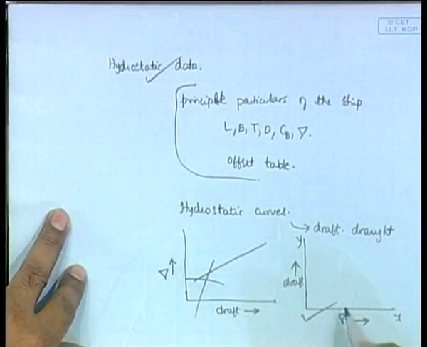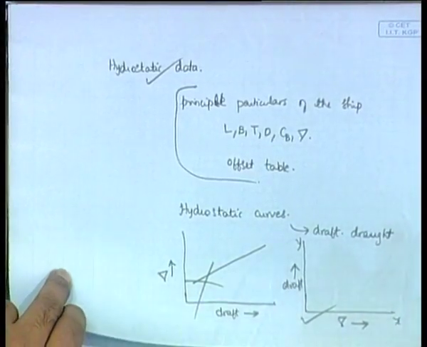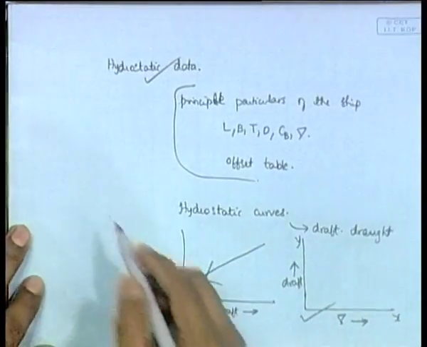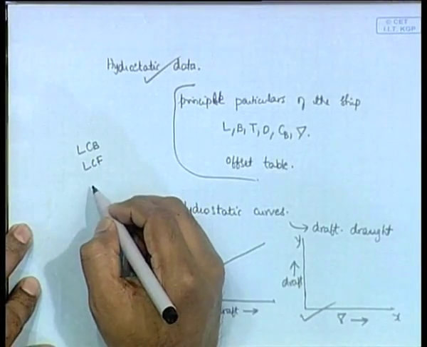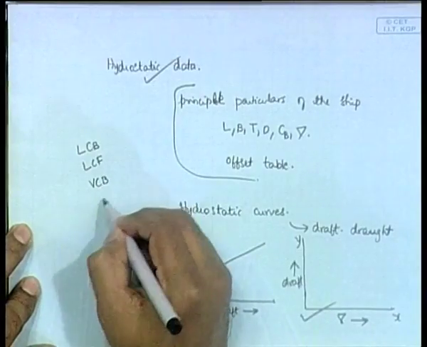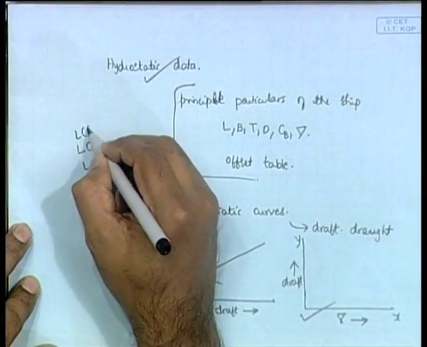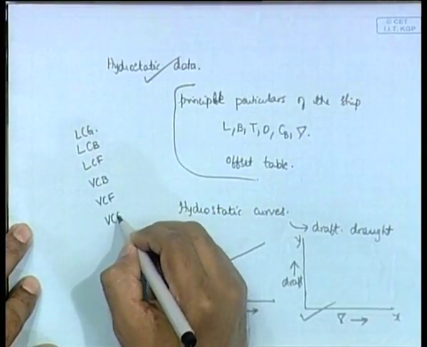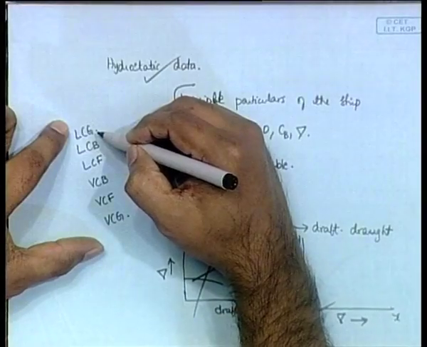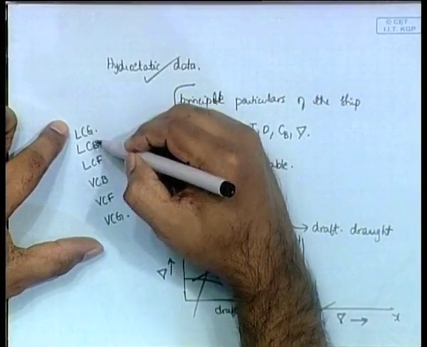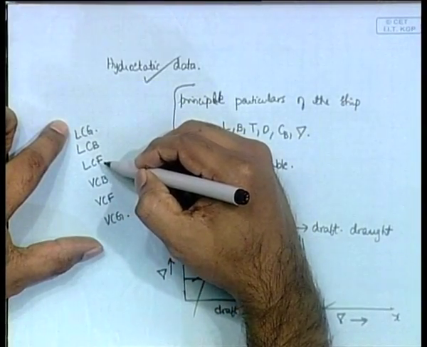Now, these are different types of hydrostatic curves. Instead of del you can have different parameters, as we will see. You can have, I do not know if I mentioned it, LCB, LCF, VCB, VCF, then of course LCG, VCG. Since I probably have not mentioned the meaning of these, G is associated with center of gravity, B is associated with center of buoyancy, and F is associated with the center of flotation.